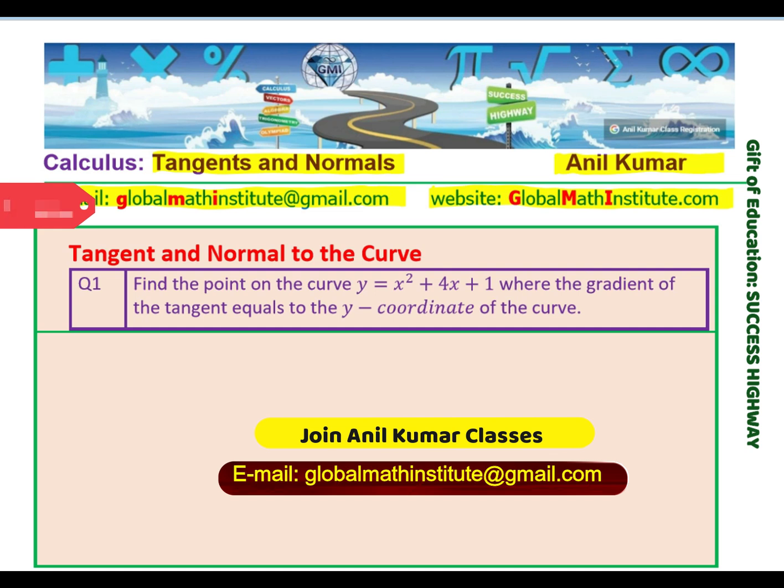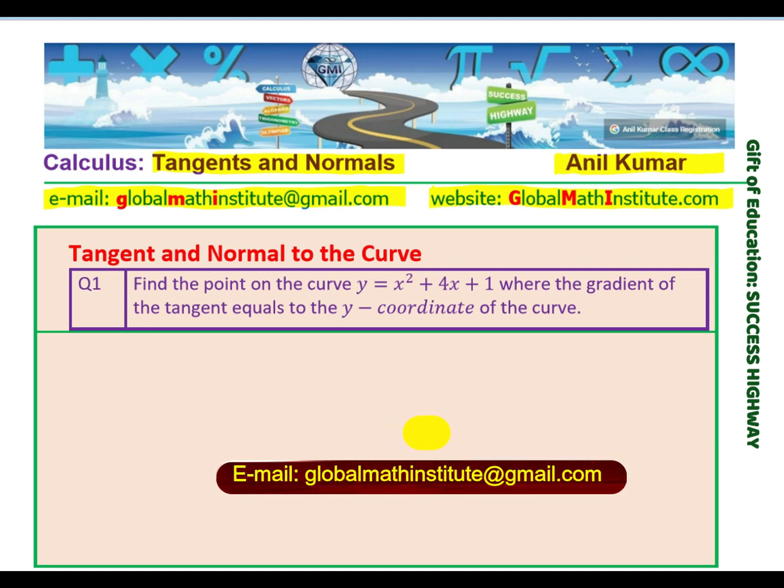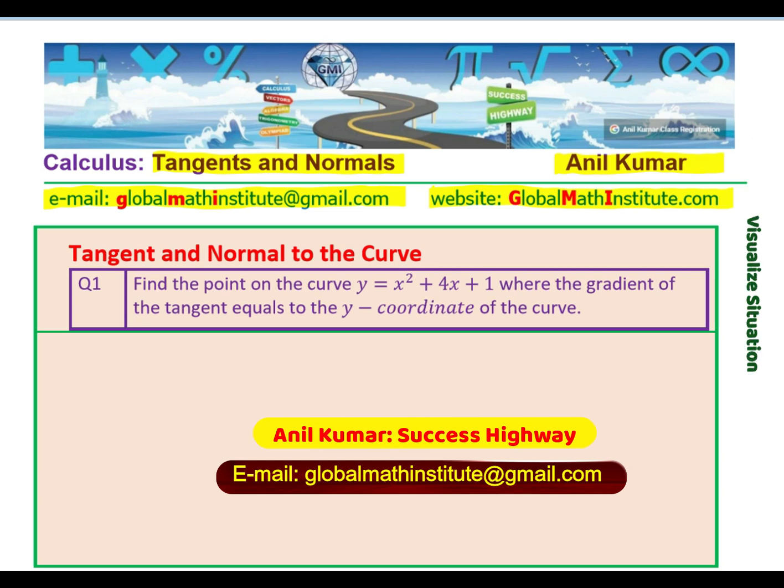Now let's look into the solution of the problem, which is: find the point on the curve y equals x squared plus 4x plus 1, where the gradient of the tangent equals the y coordinate of the curve. Slightly difficult to understand, but let's try to understand what we are trying to do. We're looking at two things here.